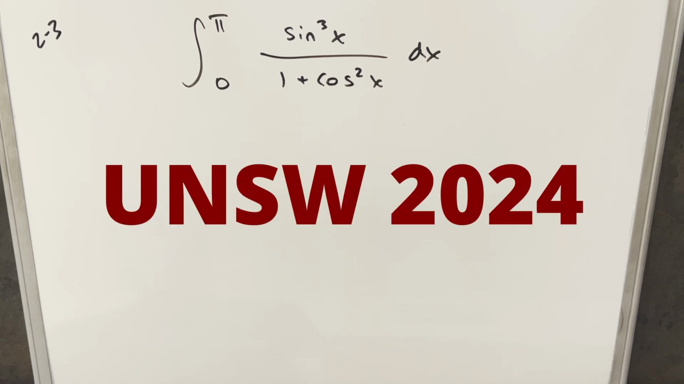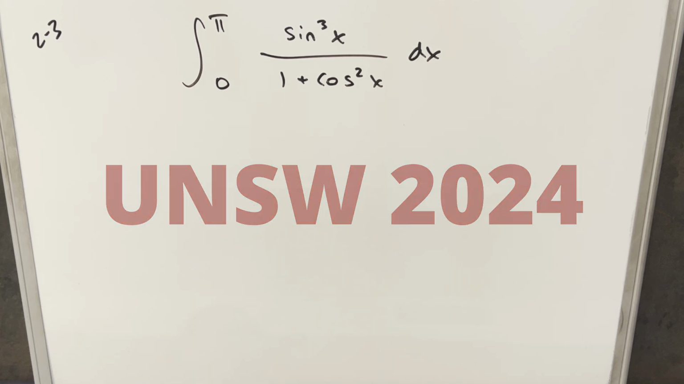Okay, we have here today another integral from the UNSW Integration Meet 2024, round 2, problem 3. We have the integral from 0 to pi of sine cubed x over 1 plus cosine squared x dx.